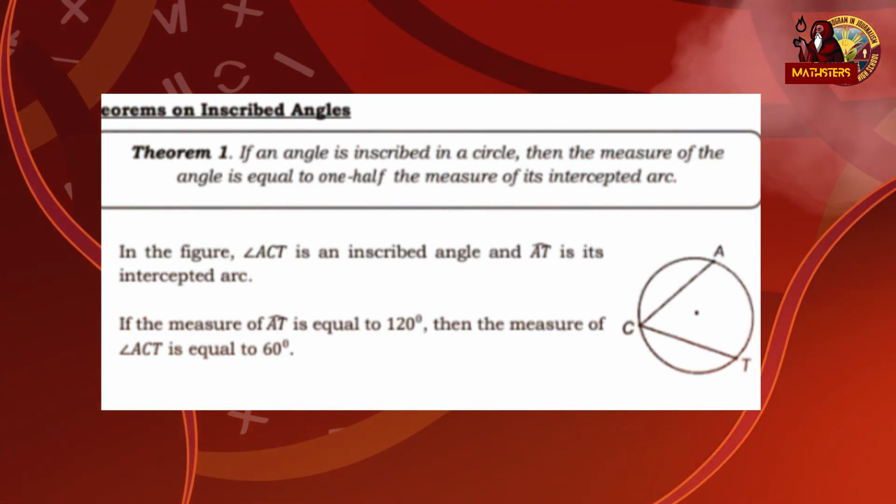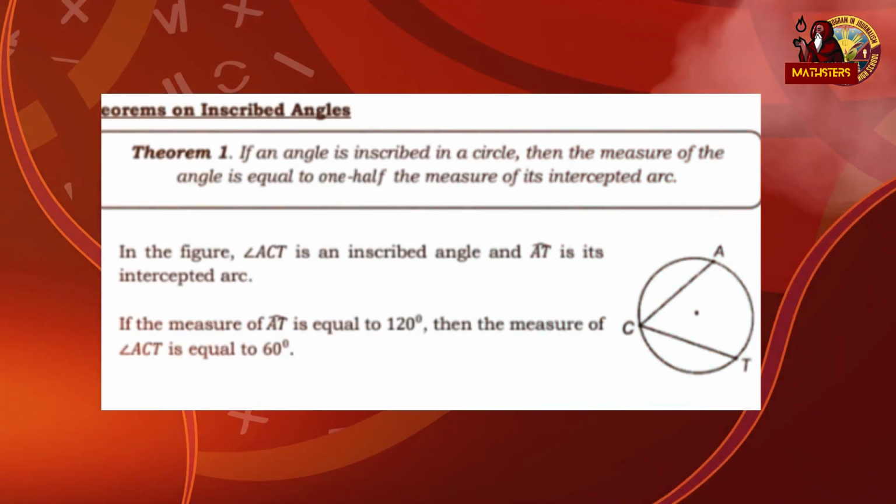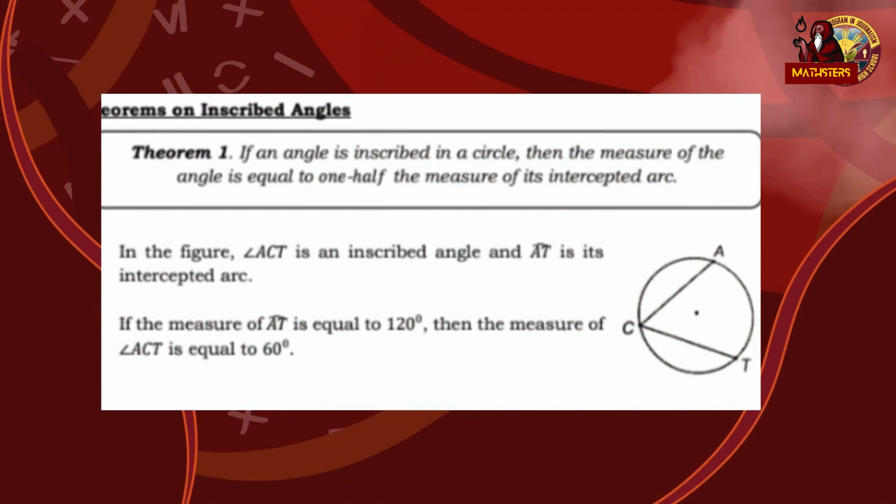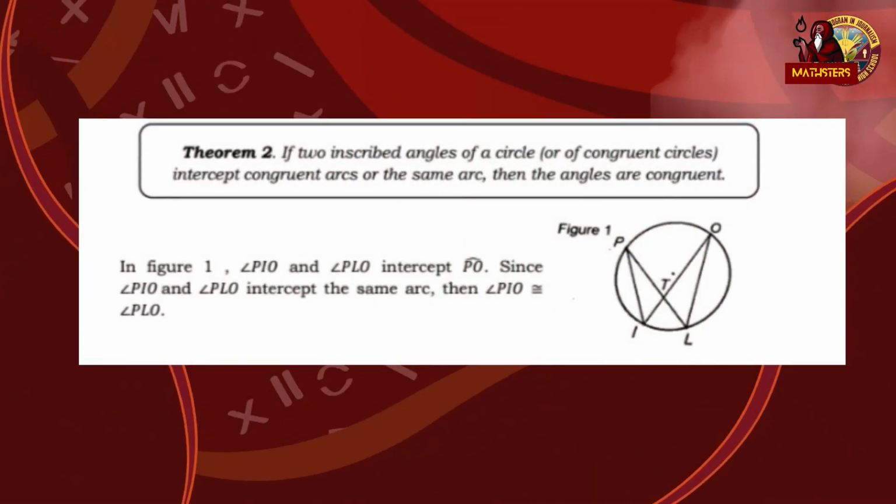Theorem number 1 says that if an angle is inscribed in a circle, then the measure of the angle is equal to 1/2 the measure of its intersecting arc. If the measure of arc AT is equal to 120 degrees, then the measure of angle ACT is equal to 60 degrees.